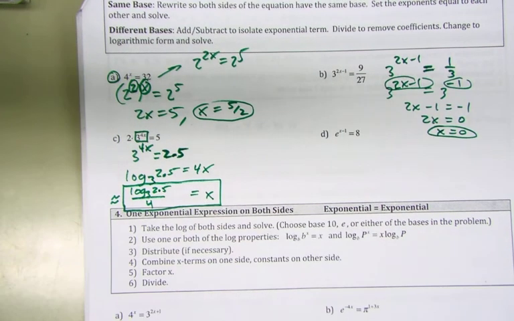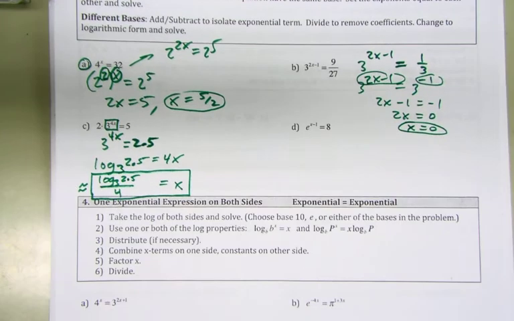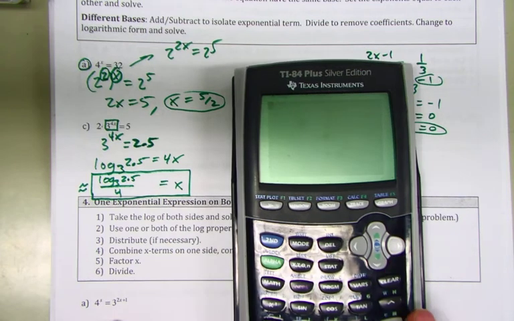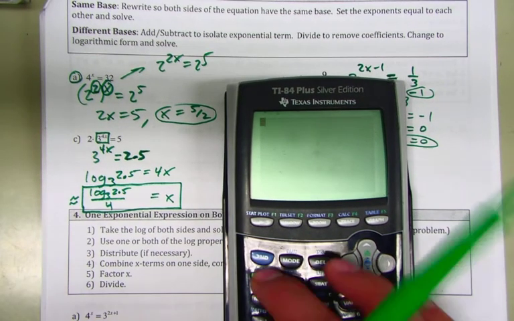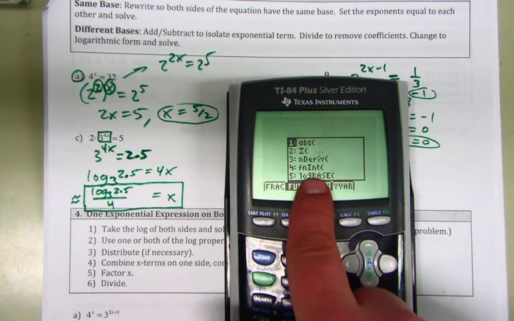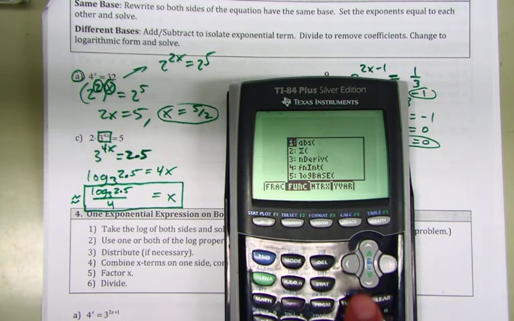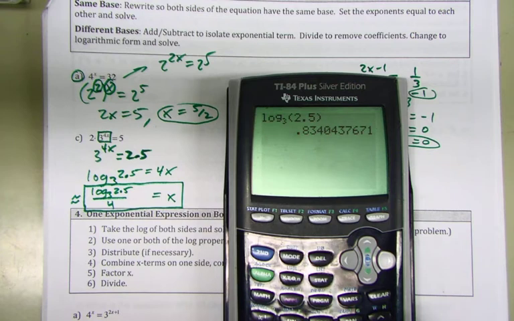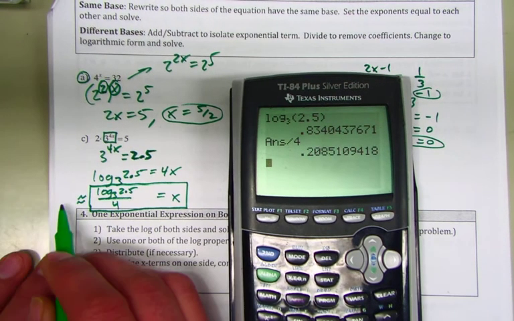So let's do that real quick. If you forgot, you press alpha, and really, it's the second button right here. And there's your log base function. You just type in log base 3, 2.5. We want to do that divided by 4. And so our approximation is about 0.21 or so.